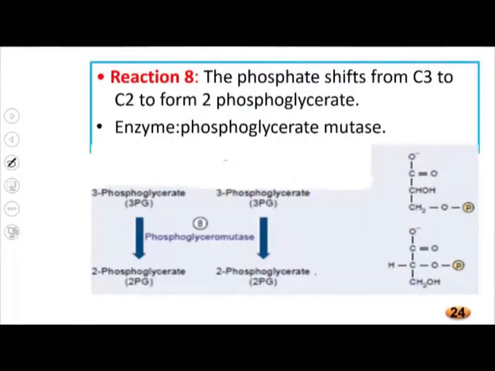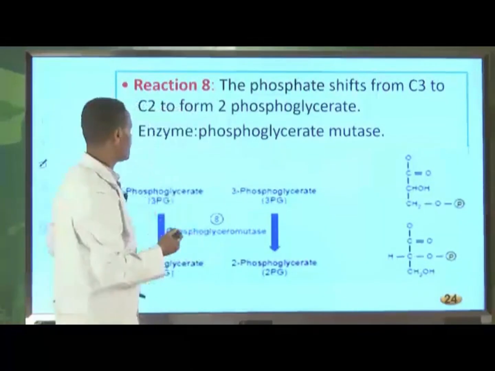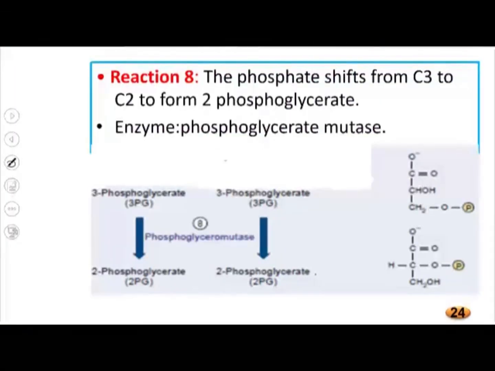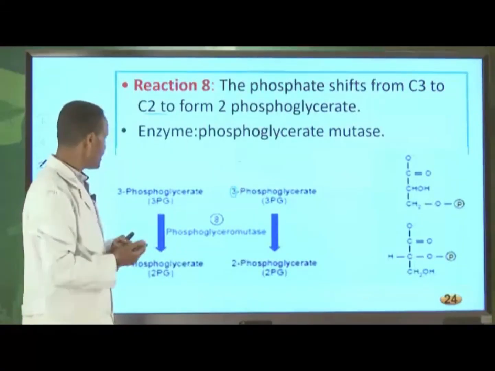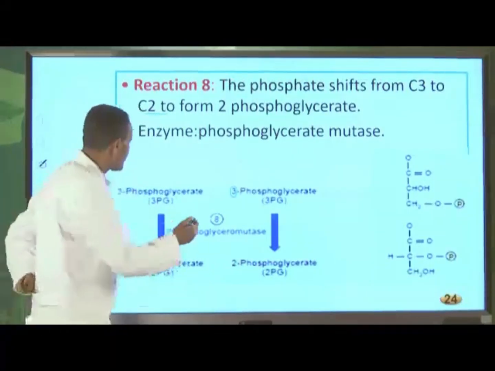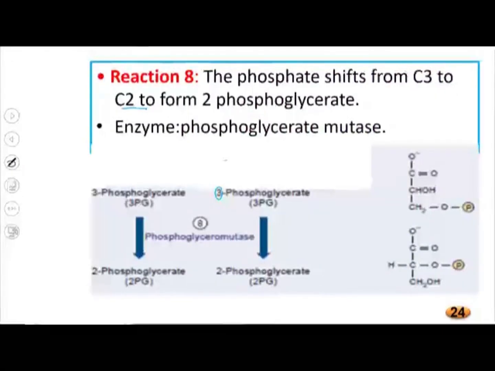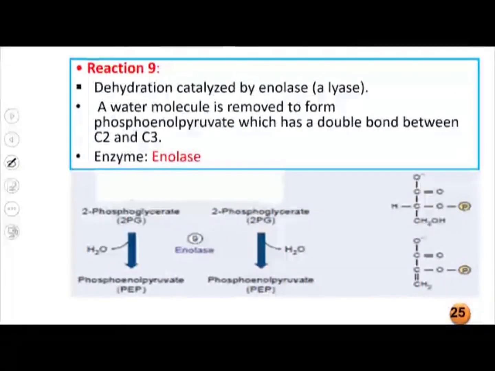Then, in reaction 8, the phosphate which is attached to carbon number 3 can shift to carbon number 2. Therefore, it forms 2-phosphoglycerate. And this process is catalyzed by the enzyme phosphoglyceromutase.